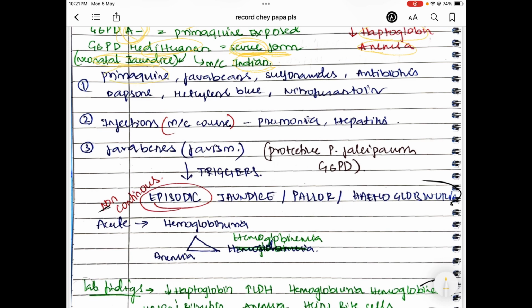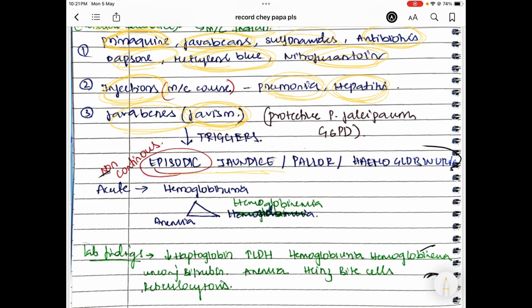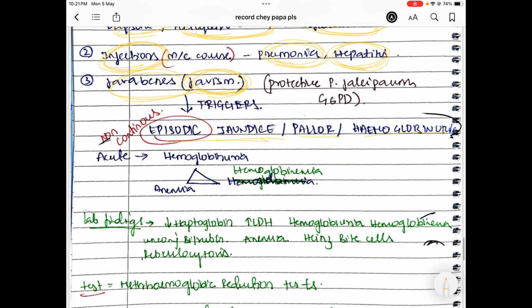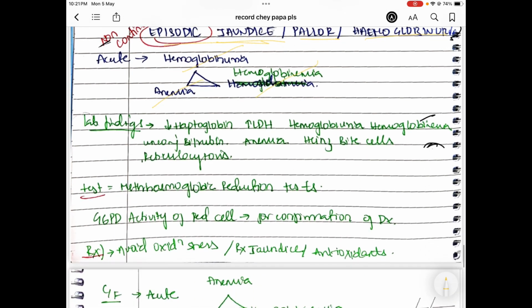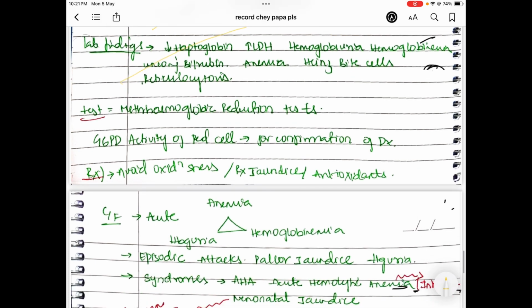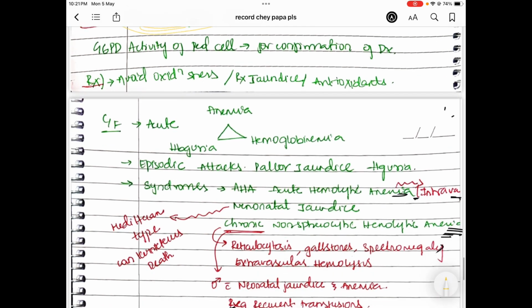The triggering factors include anti-malarials like primaquine, important to remember, and fava beans, sulfonamides, dapsone, antibiotics, antipyretics, methylene blue, nitrofurantoin, right? Methylene blue, nitrofurantoin. And infections are the most common cause, pneumonia and hepatitis. Coming to fava beans, it's also called favism. So all this will trigger oxidative stressful conditions leading to episodic jaundice, pallor, hemoglobinuria. In the acute stages, anemia, hemoglobinuria, hemoglobinemia. In the lab findings, again you can see all of this. The test is the Heinz body test. Treatment: avoid oxidative stress, and symptomatic treatment and antioxidants.